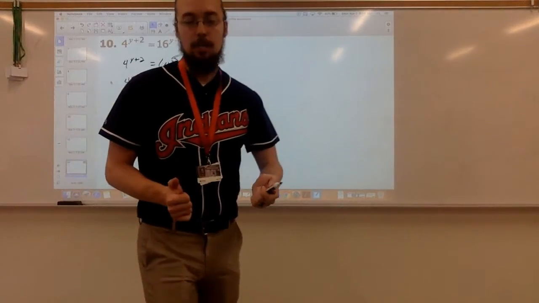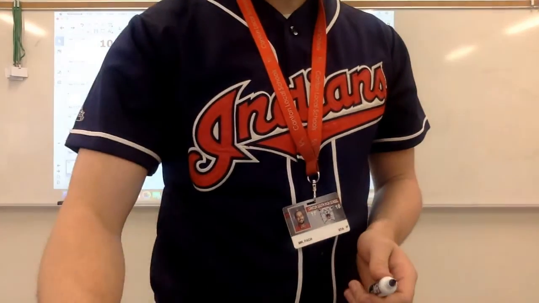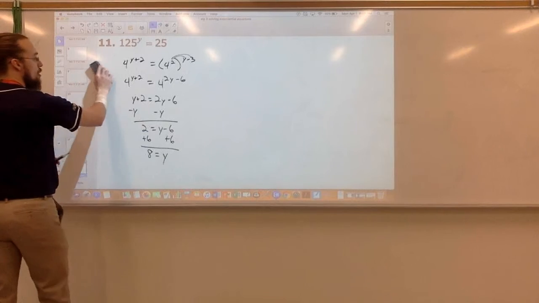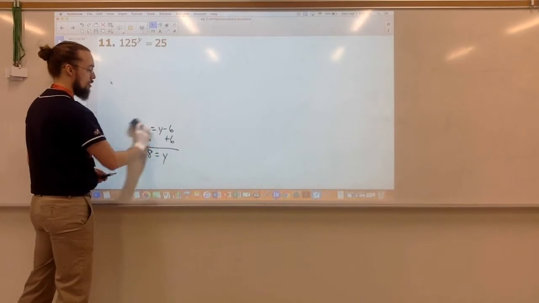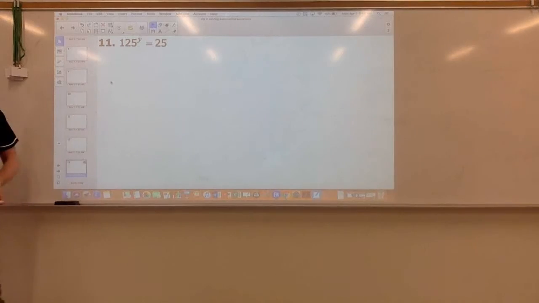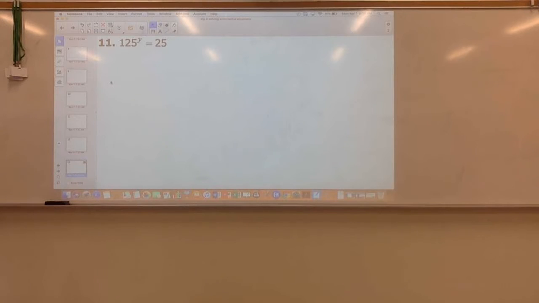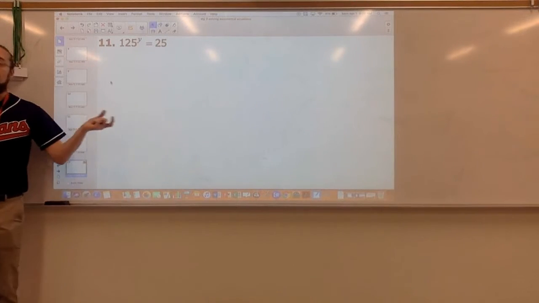All right, then this is kind of the final scenario that we need to look at today. So at number 11, I've got 125 to the y power equals 25. Now, in all the examples we've looked at so far, we were able to just look at one side, the smaller number, and say, I want to write both sides of the equation in terms of that base. Sometimes, though, we will need to rewrite both sides.